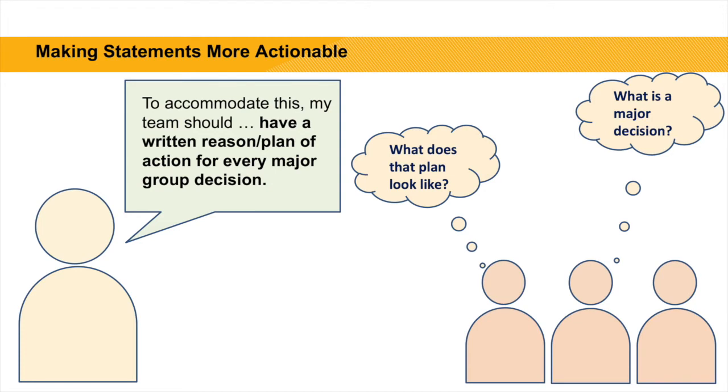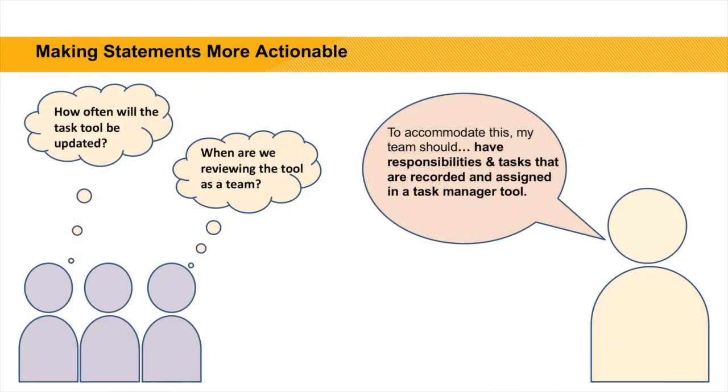If you want your team to have a written reason and plan of action for every major group decision, you need to be specific about what this plan looks like and what even defines a major decision. If we're discussing what time we should have our weekly group meetings, I might think that's a major decision because my schedule is crazy, but another team member might not think this is a major decision at all. So we need to be sure to define a little bit more specifics about your I resent statement to create a really actionable plan. Another example is here with team member B.